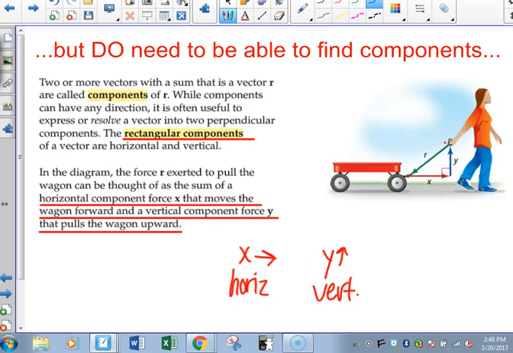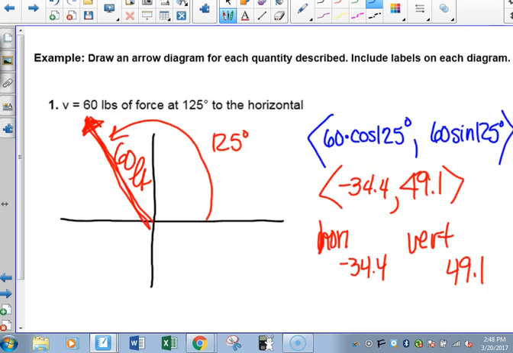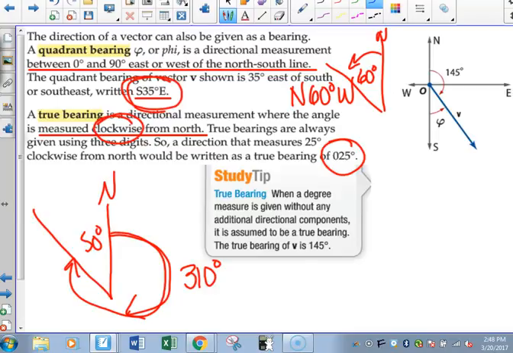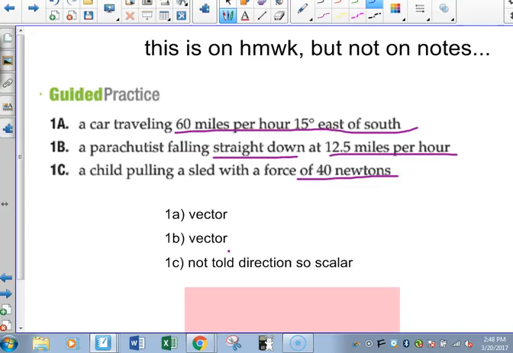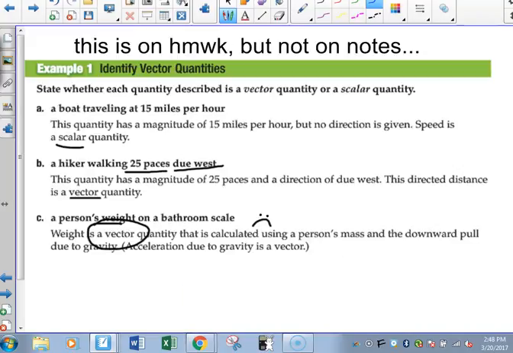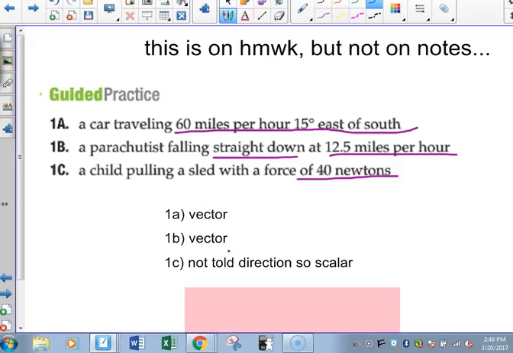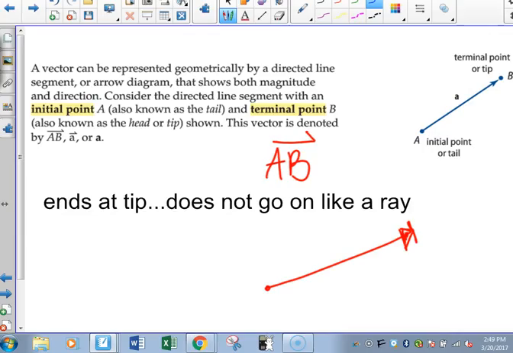Okay, a vector, again, this was part of the lesson you missed, but a vector has to have magnitude and direction, which is the difference between a vector and a scalar. A scalar is when it doesn't have both quantities.